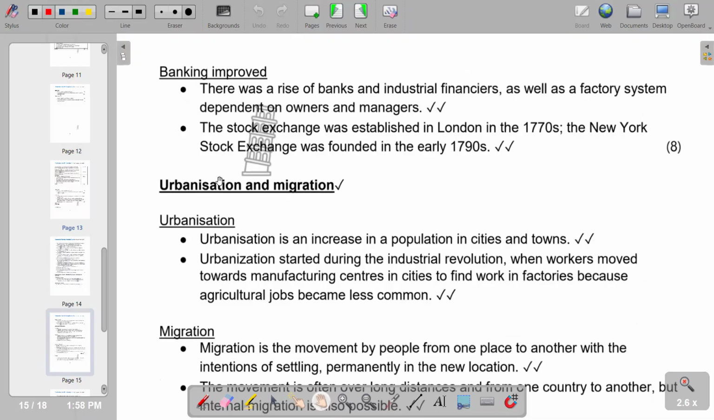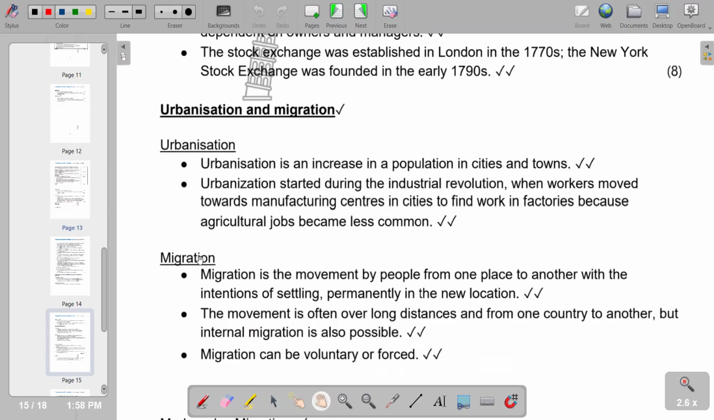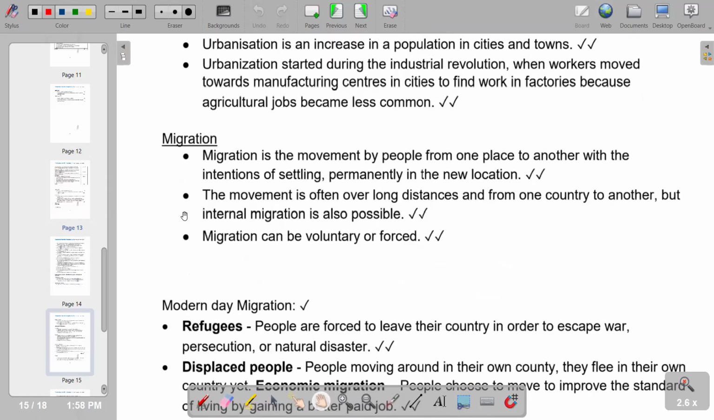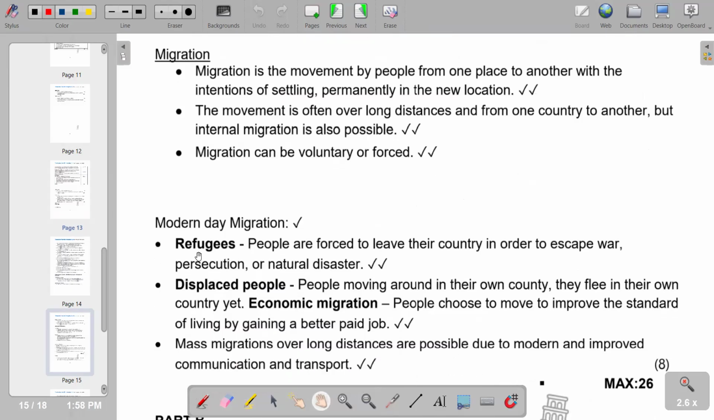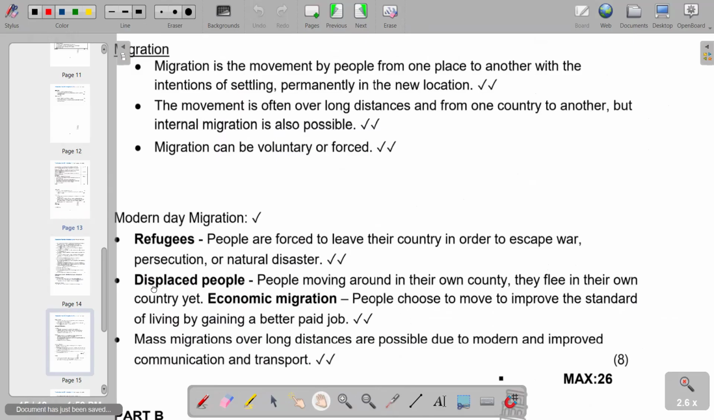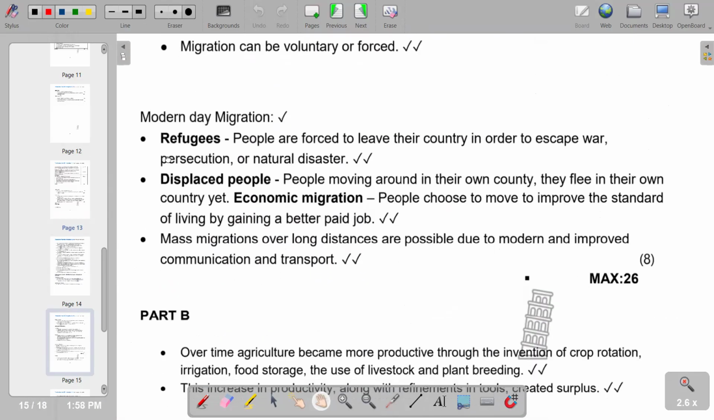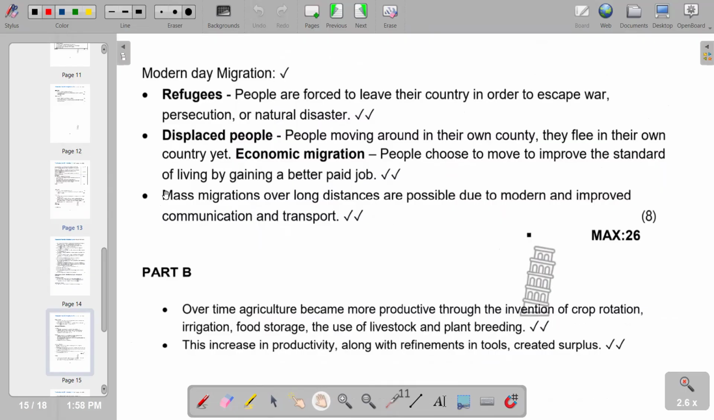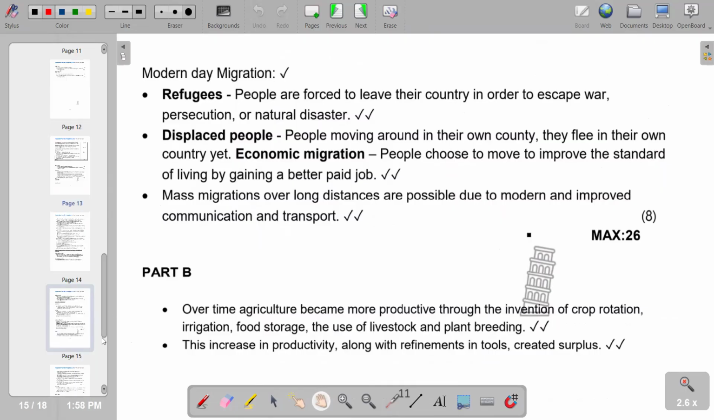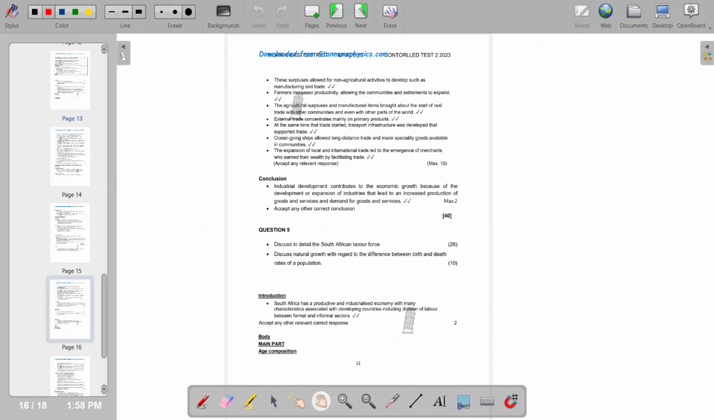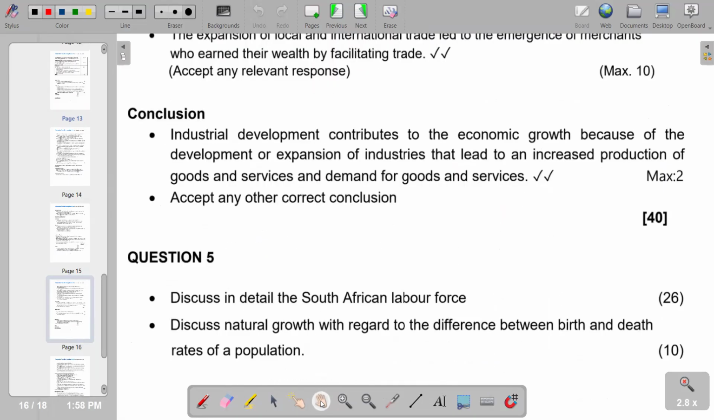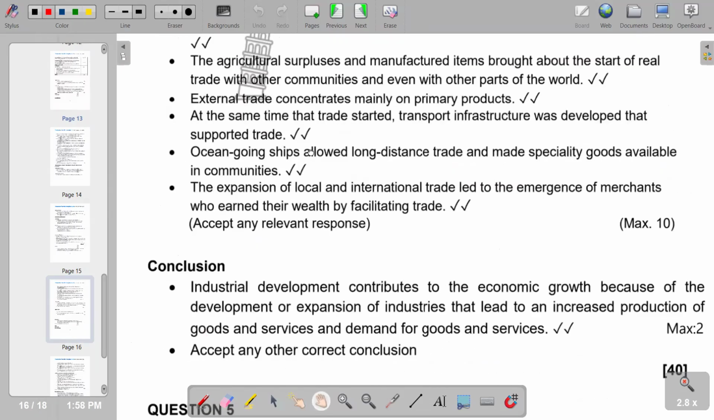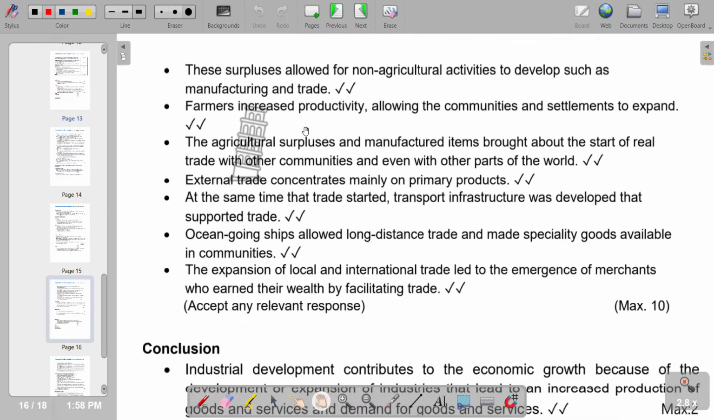And then we've got the part of urbanization and migration. We look at urbanization, look at migration as part of industrial development. We also look at modern day migration, refugees and displaced people, mass migration. We move on in terms of the next part. We have got also the next, which is part B. So we have got a continuation of a description of industrial development, as we have classified into different sections.